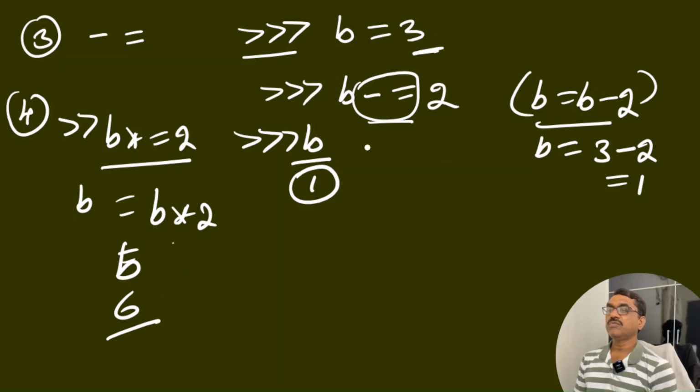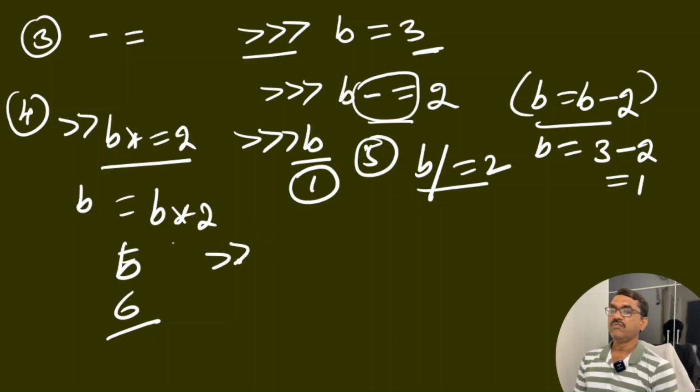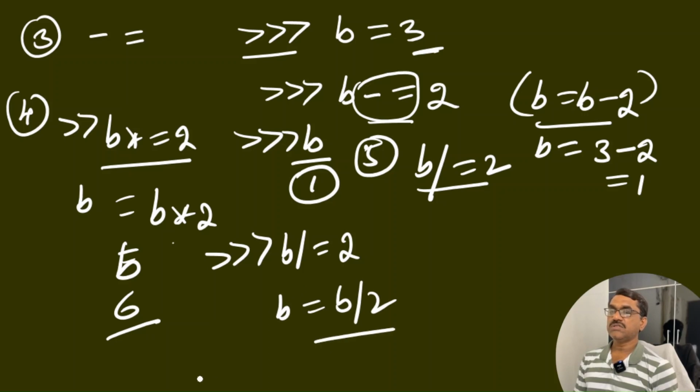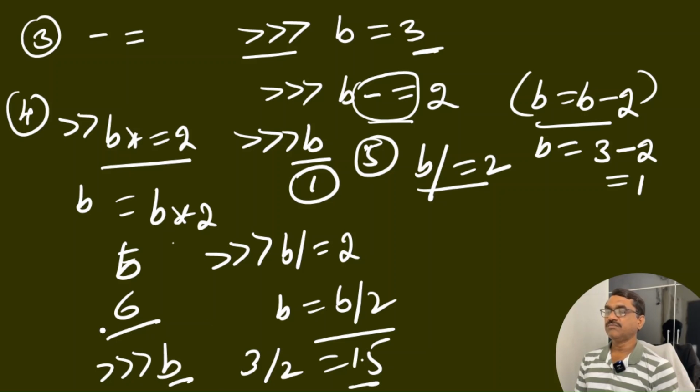Likewise, you can perform the operation, fifth operation, b division is equals to 2. What is the meaning of b division equals to 2? The meaning of this is whenever we say b by is equals to 2, that is b is equals to b by 2, right? Just now I said the b value 3, 3 by 2, how much? We are going to get 1.5. So in this case, whenever we try to print the value of b, we will get 1.5.